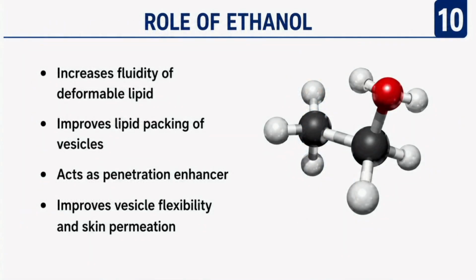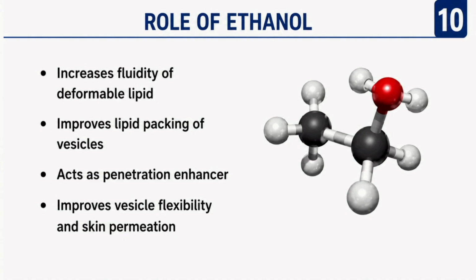Role of ethanol. Ethanol is the most characteristic component of the ethosomes, and its role is multifaceted. First, ethanol interacts with the phospholipid molecules and increases the fluidity of the vesicular membrane. Second, it contributes to increased vesicle deformation. Third, when the ethosomes contact the skin, the ethanol can interact with the lipid domains of the stratum corneum and increase the lipid fluidity. This can temporarily reduce the barrier resistance and facilitate the penetration.